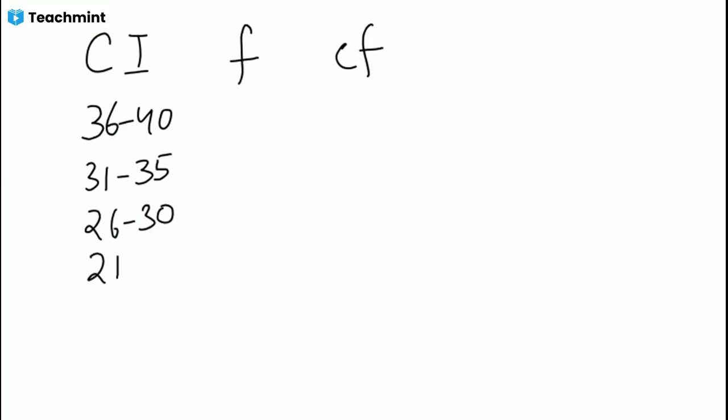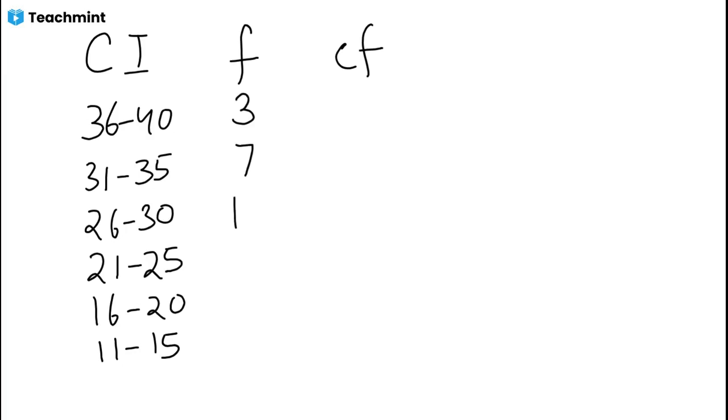to 25, 16 to 20, 11 to 15. First of all, you need to arrange this frequency in ascending order, because we have it in descending order. So we have frequencies of 3, 7, 12, 6, 10, and 2.